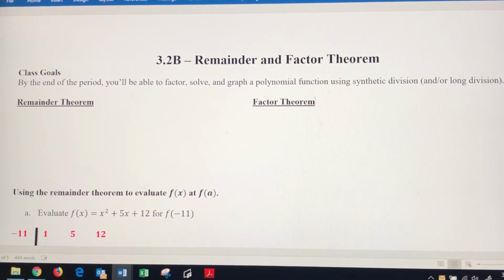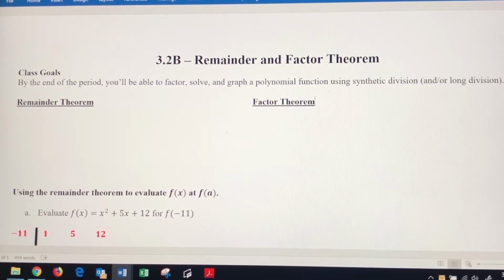This video is about the remainder theorem and the factor theorem, okay? The factor theorem is based on the remainder theorem, so there's a really close relationship here. And we're going to use this to help us factor polynomials that we couldn't otherwise factor with the tools we've learned to this point, all right?